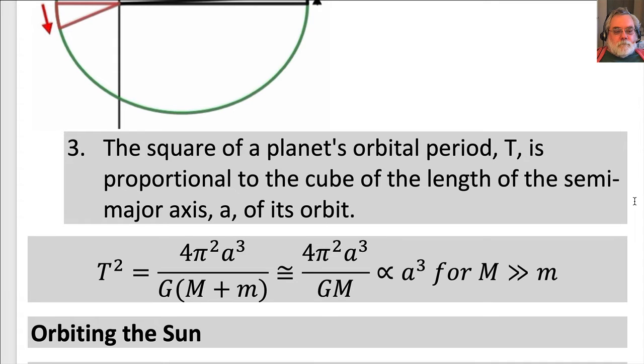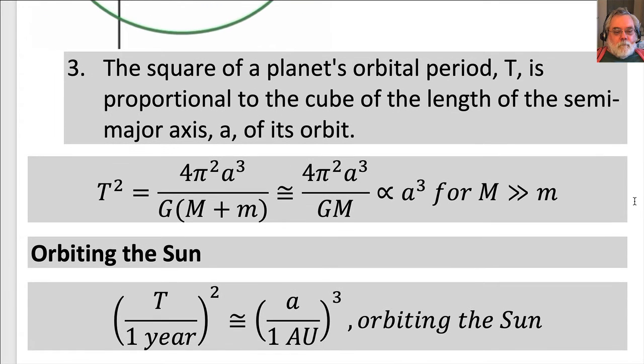Orbiting the Sun. For orbiting the Sun, the period divided by 1 year squared is equal to the semi-major axis divided by 1 astronomical unit cubed, because Earth's orbit at distance 1 astronomical unit has a period of 1 year. Inner planets have shorter periods than more distant planets do.